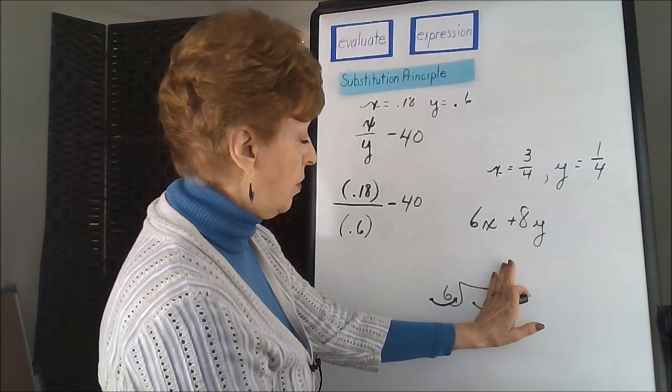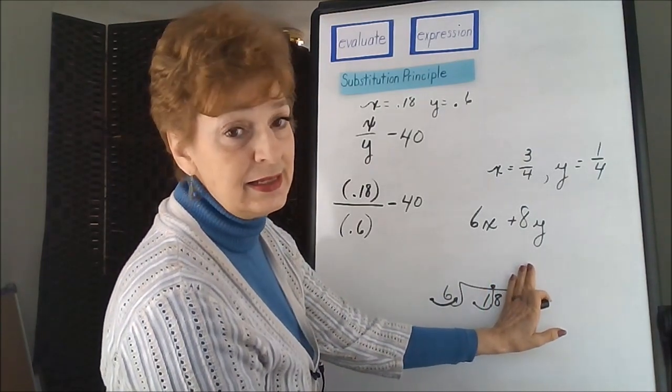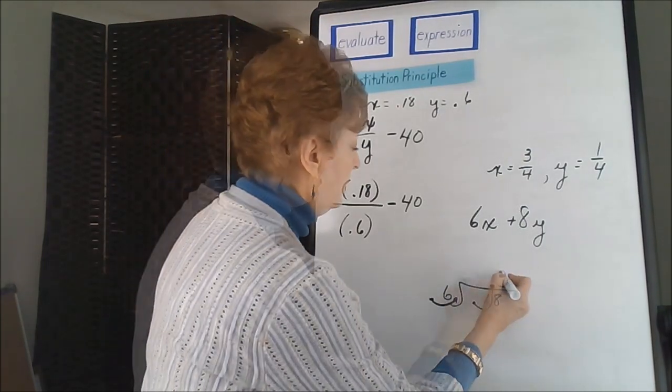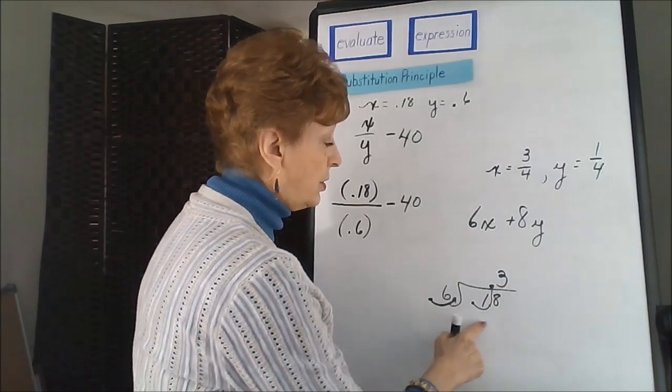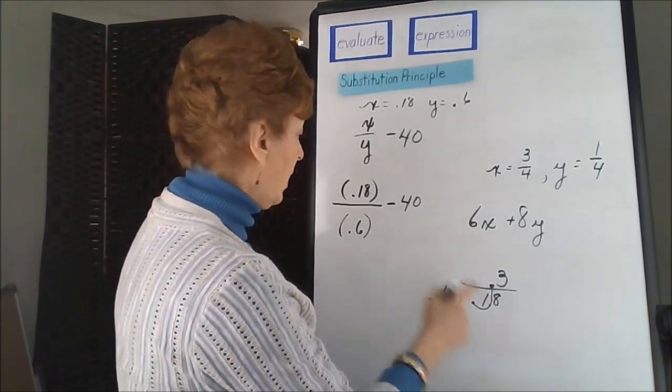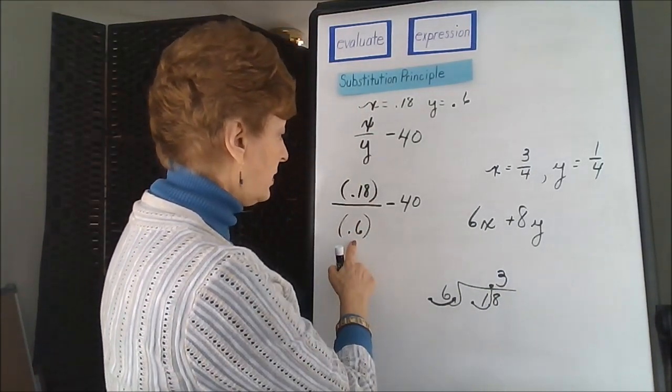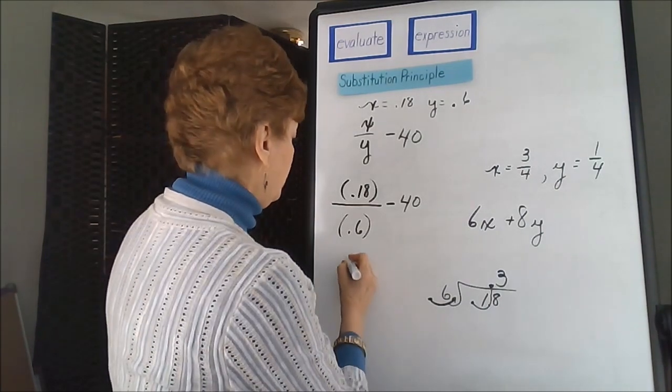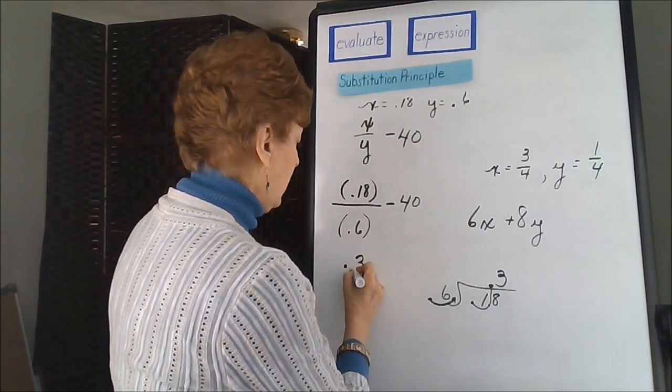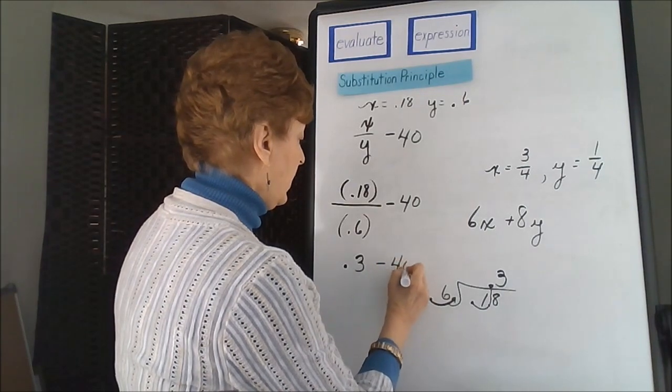6 divides into 1. No, 6 divides into 18 3 times. 3 times 6 is 18, so we're done with this. So the division part of this calculation is 0.3. 0.3 minus 40.